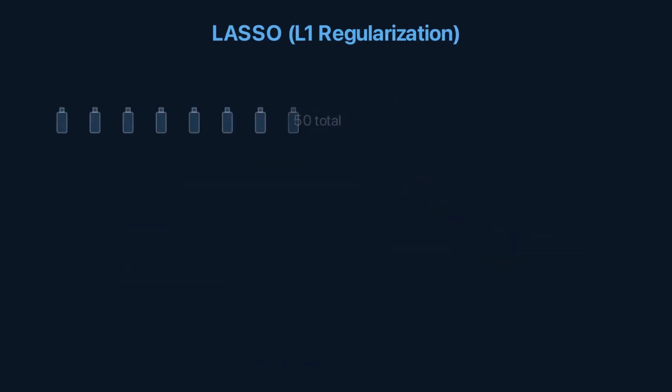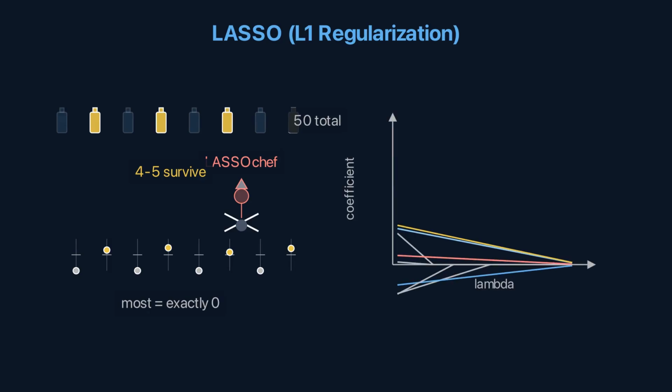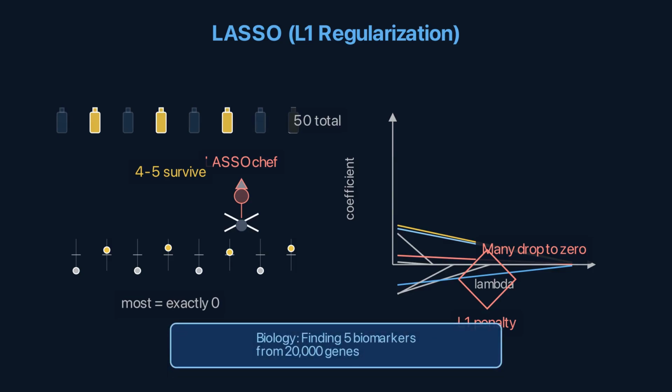Same 50 bottles, but a different chef walks in with scissors. She doesn't just shrink, she cuts. Most ingredients get removed from the recipe entirely. Their coefficients go to exactly 0. Only the handful that truly matter survive on the counter. This is LASSO regularization. The penalty is sharp, like a blade. It performs variable selection, finding 5 meaningful biomarkers out of 20,000 genes. When you need a short list of what matters, LASSO is the tool.